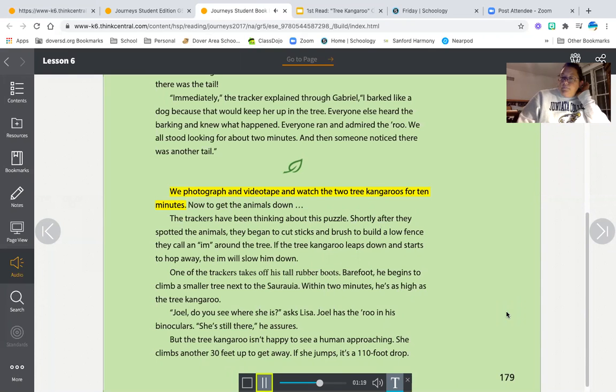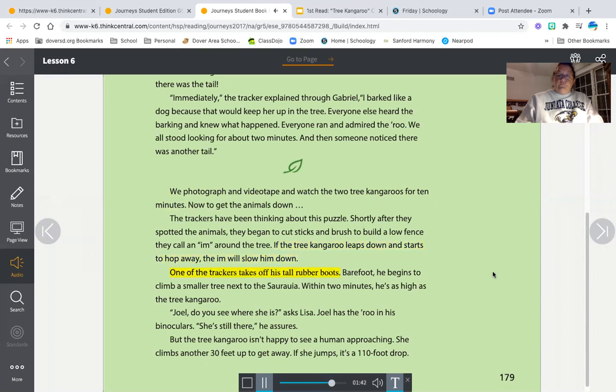And videotape and watch the 2 tree kangaroos for 10 minutes. Now to get the animals down. The trackers had been thinking about this puzzle. Shortly after they spotted the animals, they began to cut sticks and brush to build a low fence they call an M around the tree. If the tree kangaroo leaps down and starts to hop away, the M will slow him down.